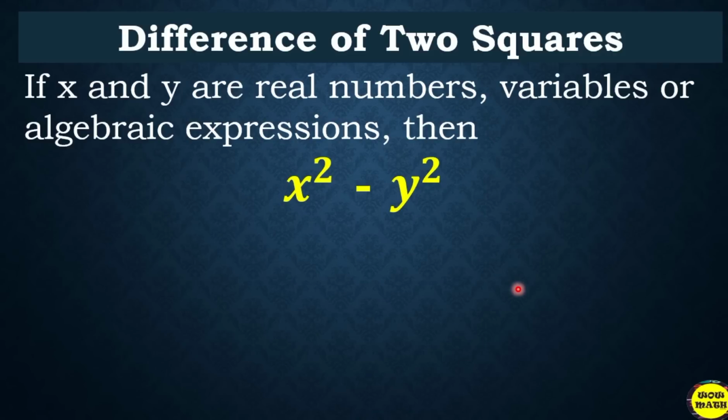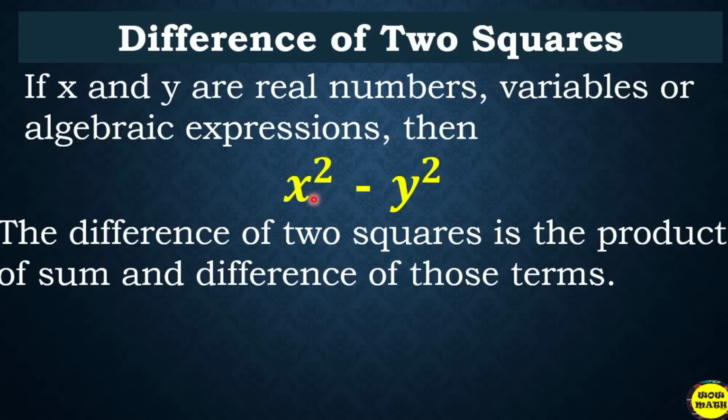Meron kang 2 squares, so dapat daw, itong way na 'to ng pagfa-factor is dapat gagamitin mo lang 'to kapag ang given mo ay 2 squares. So, dapat square ito, masi-square mo 'to or perfect square siya. Ganon din yung second term mo, dapat perfect square. Okay? So, difference of 2 perfect squares. Okay? So, dapat perfect square yung dalawa. Kapag hindi siya perfect square, hindi mo pwedeng gamitin itong pattern na 'to. Okay? So, the difference of 2 squares is the product of the sum and difference of those terms.